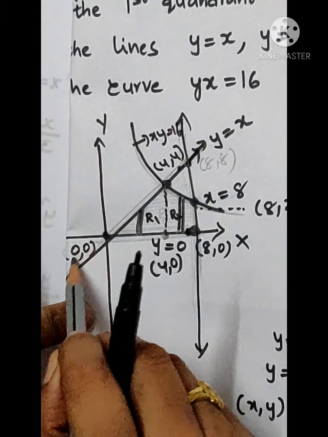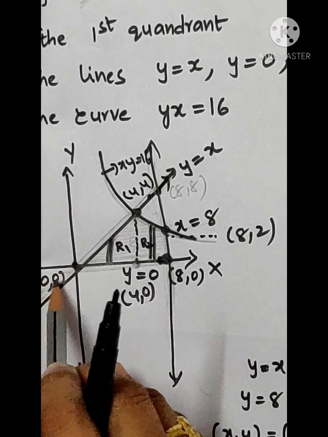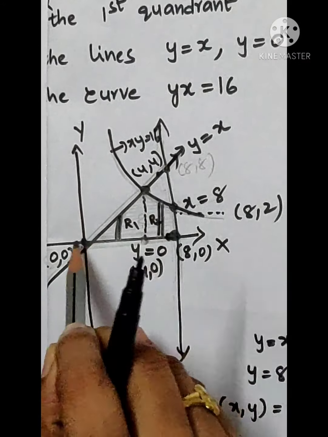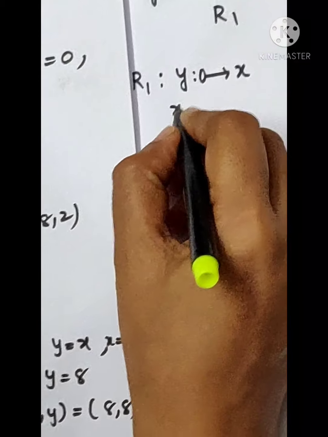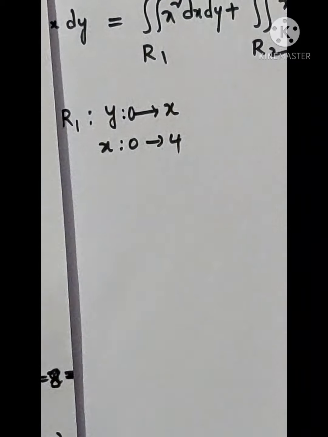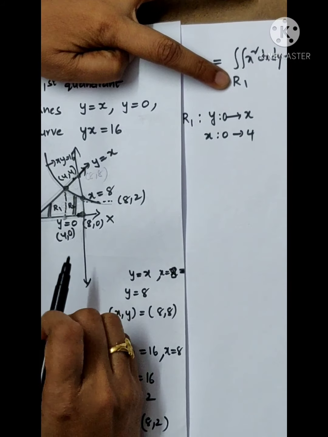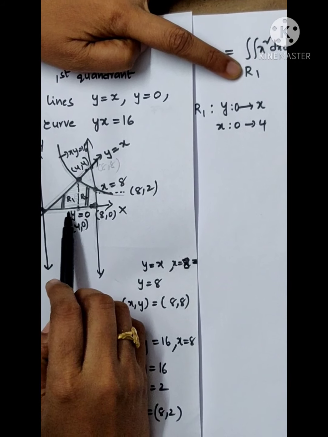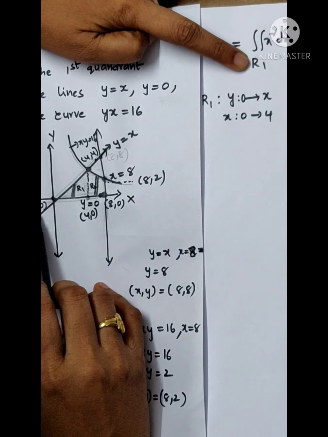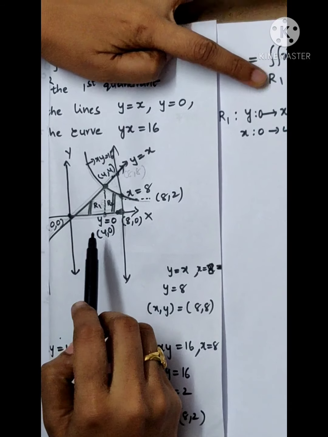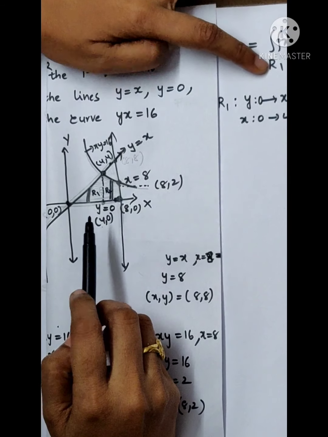R1 varies from (0, 0) to (4, 0) along the x-axis. So x limits are 0 to 4. So the limits equivalent to the region R1 are, by taking a vertical strip, y limits 0 to x, and along the x-axis, x varies from 0 to 4. These become the limits equivalent to the region R1.